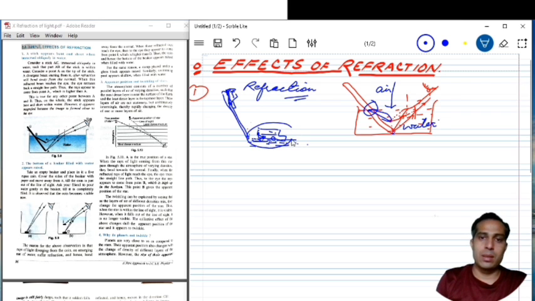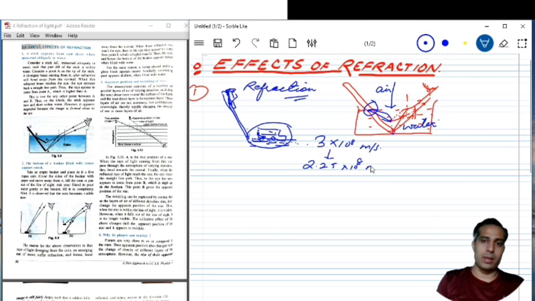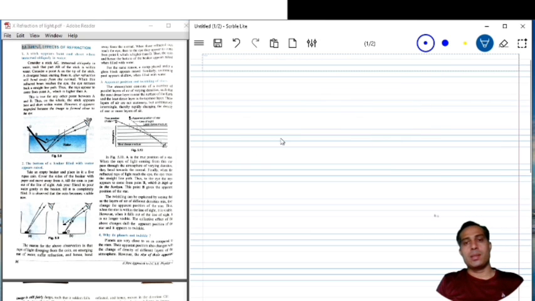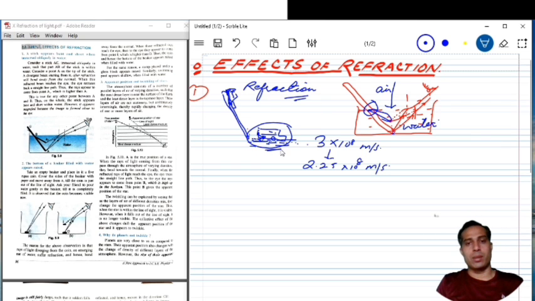So this is the same reason for light also. Light in air has the maximum speed, that is 3 into 10 to the power 8 meter per second. As it enters water, it decreases to 2.25 into 10 to the power 8 meter per second. So as the speed decreases, the direction changes, as in the simple example of the toy car. So that is the reason of refraction of light actually.